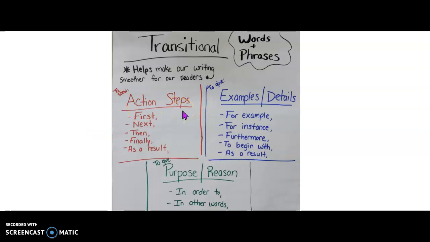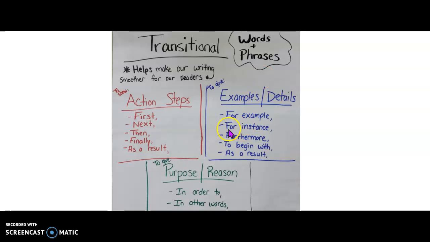Some of you aren't writing steps though. You're not writing a how-to. You're just giving examples of what an animal is. Like some of you are writing about lions or horses or dogs. So the blue and the green are going to be for you. When you're giving examples, you can say, for example, because that tells your reader, oh, here comes an example so that I can better understand what they're saying.